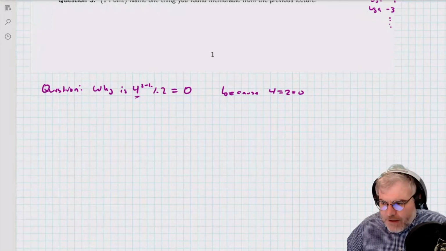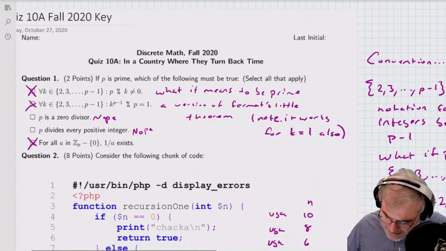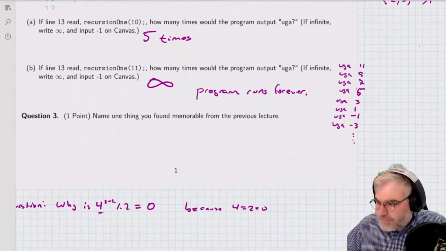Mod 2. That's why. Right, so my statement here was basically that the base had to be less than P. Does that answer your question?